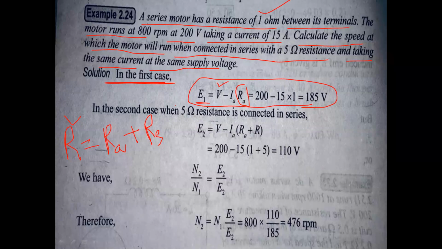For the second case, 5 ohms resistance is added in series. So that means series motor, this is the series winding, armature.